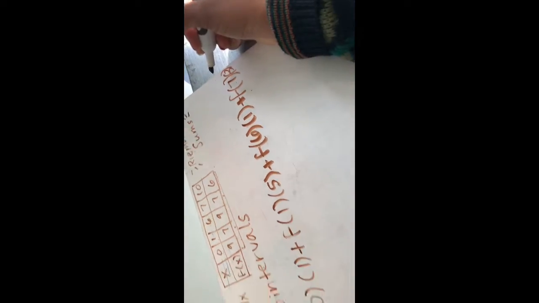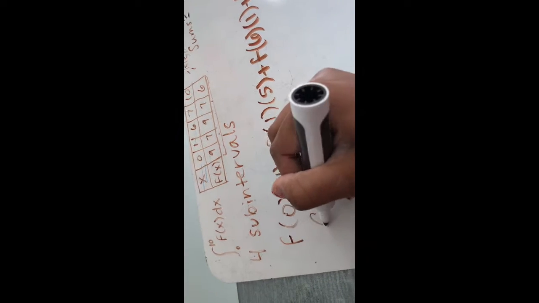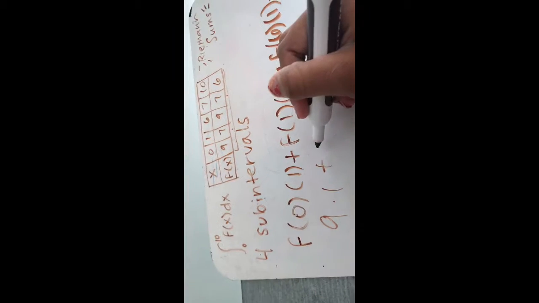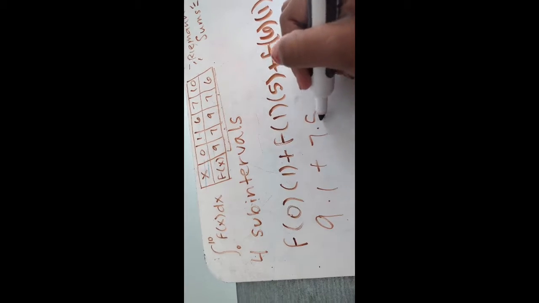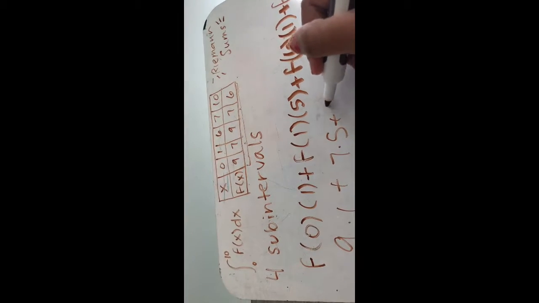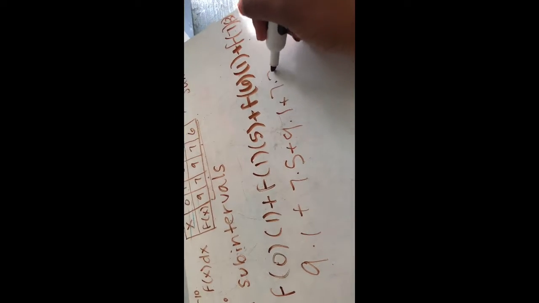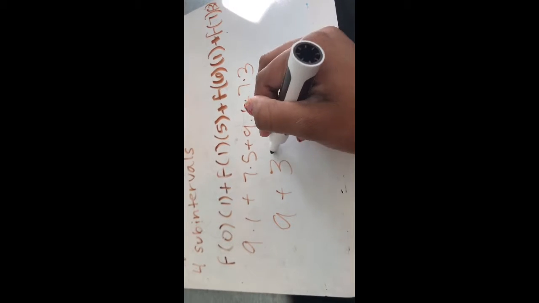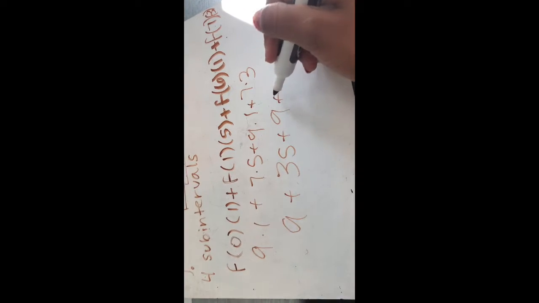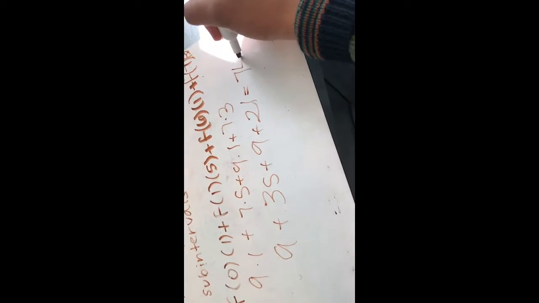We just made it. So that's 9 times 1 plus 7 times 5 plus 9 times 1 plus 7 times 3. So that's 9 plus 35 plus 9 plus 21, which is equal to 74.